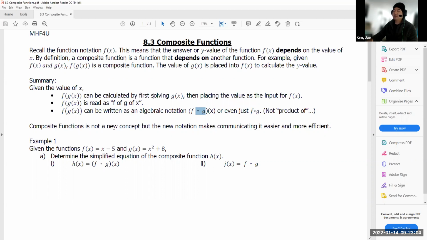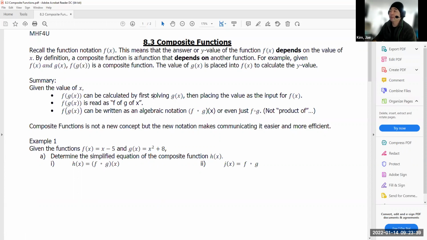Okay, so let's talk about that. You'll see me use this language and these kinds of ways of describing it as we move on. Let's take a look at some simple examples. A composite function, as I said, is not a new concept, but the new notations make communicating it easier and more efficient. We as mathematicians do not want to take g of x, x squared plus 8, and write it inside here every single time. Instead, we communicate it with function notation, f of x, g of x, and so on and so forth.